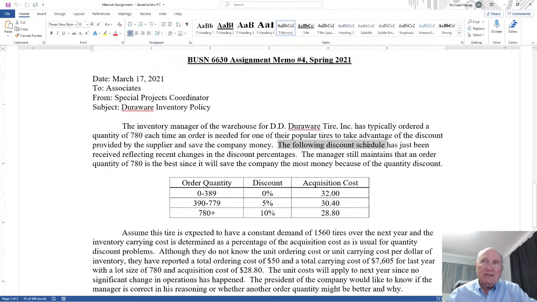The following discount schedule has just been received, reflecting recent changes in the discount percentages. The manager still maintains that an order quantity of 780 is the best since it will save the company the most money because of the quantity discount. And he's correct in that sense. You get a 10% discount, and so you're buying it from your supplier for $28.80 instead of $32. So it is saving the company money.